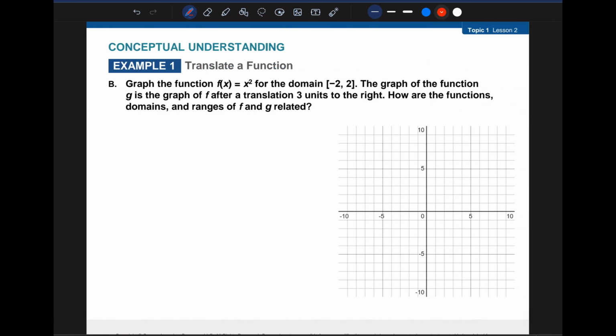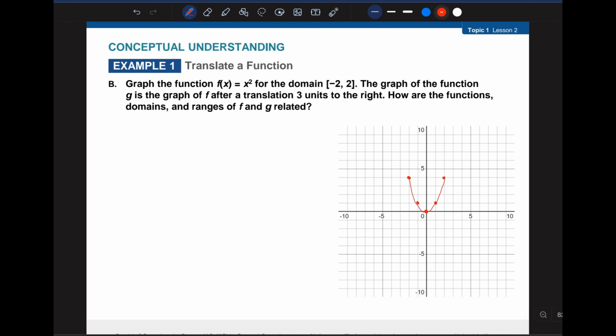Okay, so the graph of the function f of x equals x squared for the domain -2 to +2. This is exactly the same graph that we had a while ago. So I am just going to plot those points on here. And draw that in. So there's the graph of x squared. It says the graph of the function g is the graph after a translation of 3 units to the right.